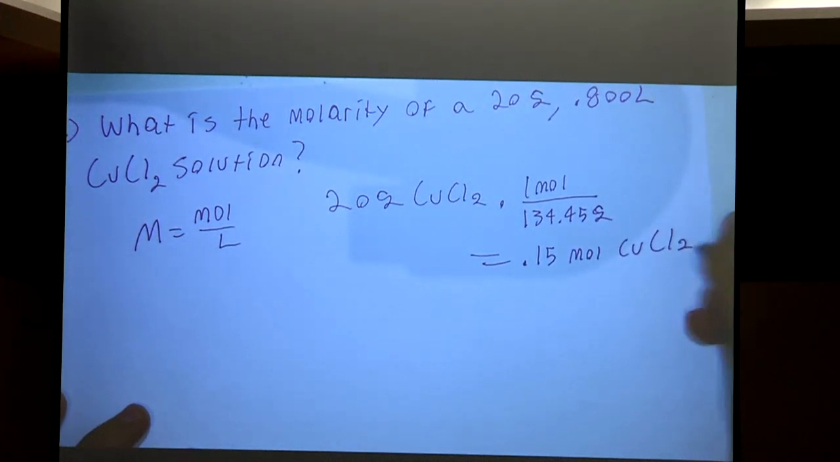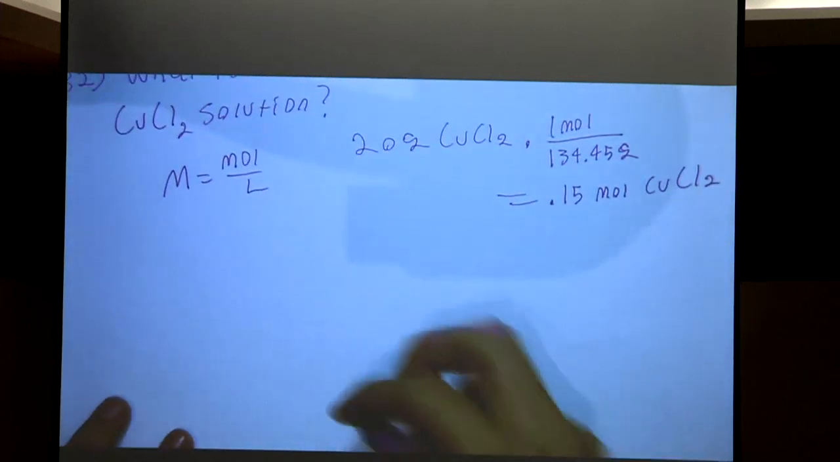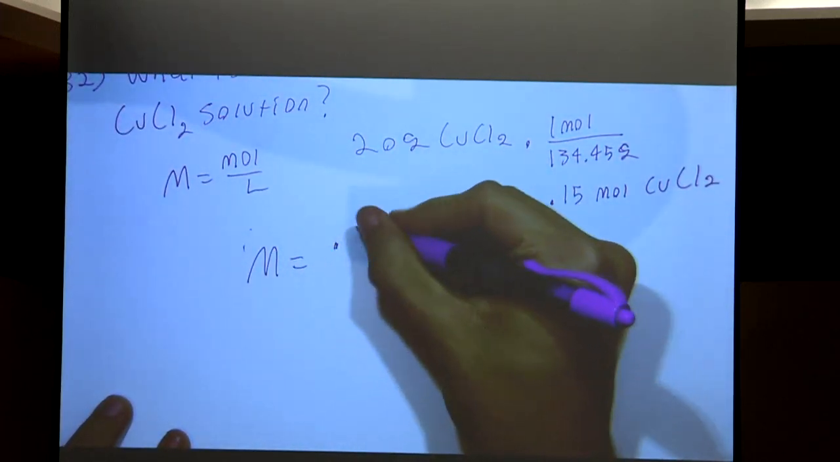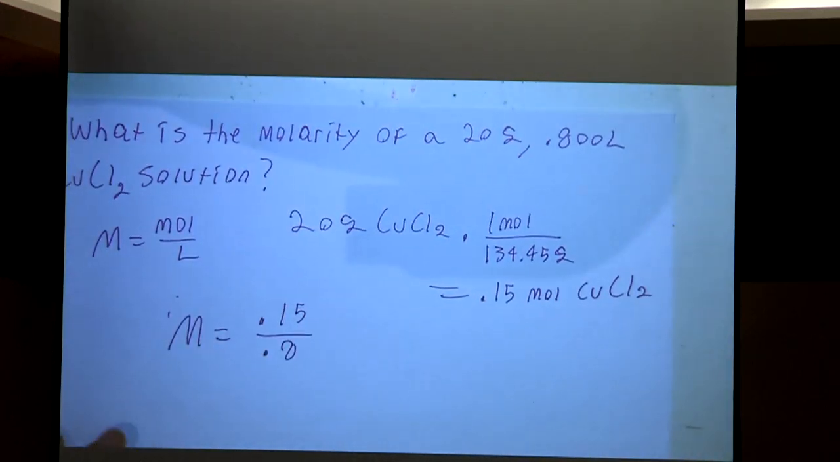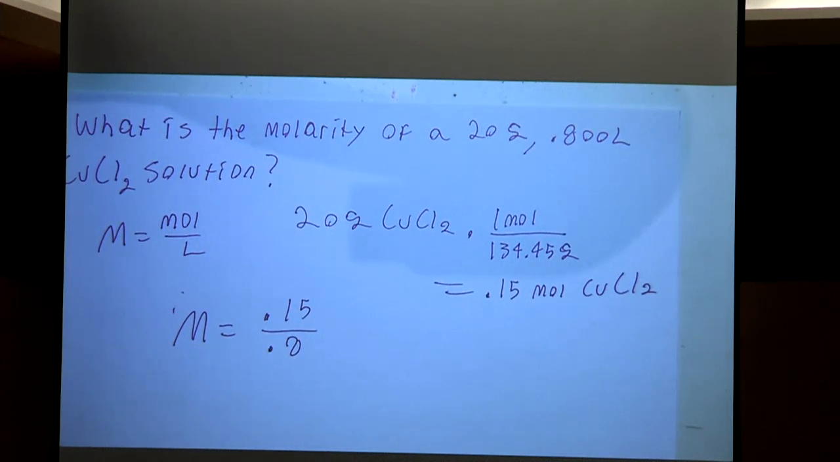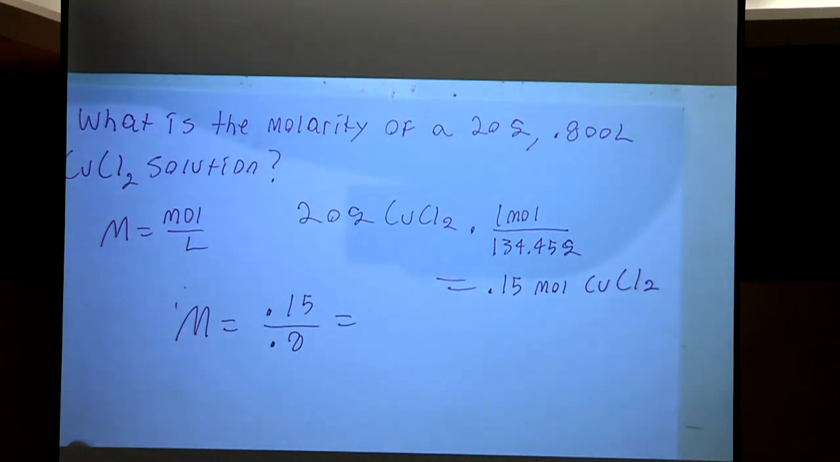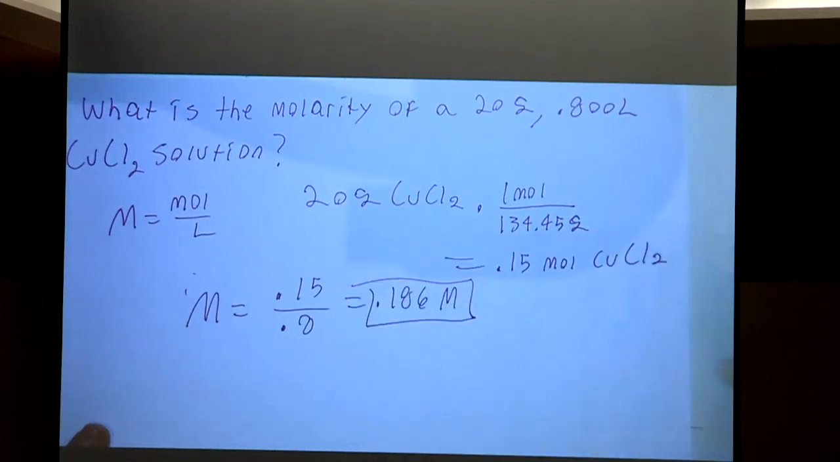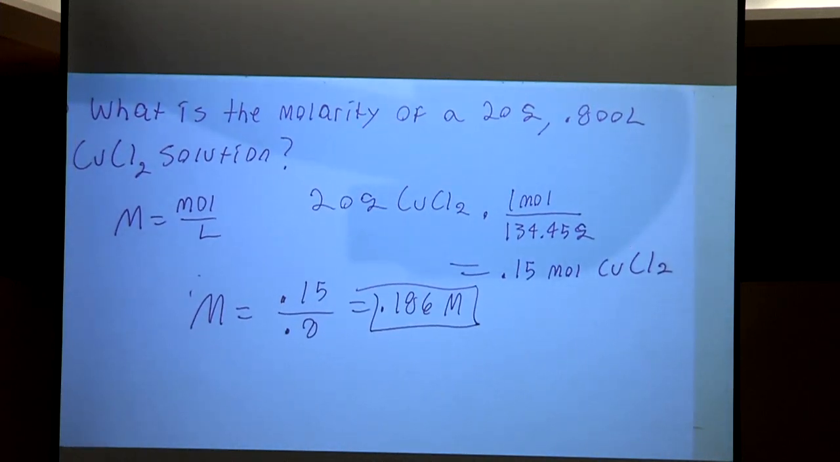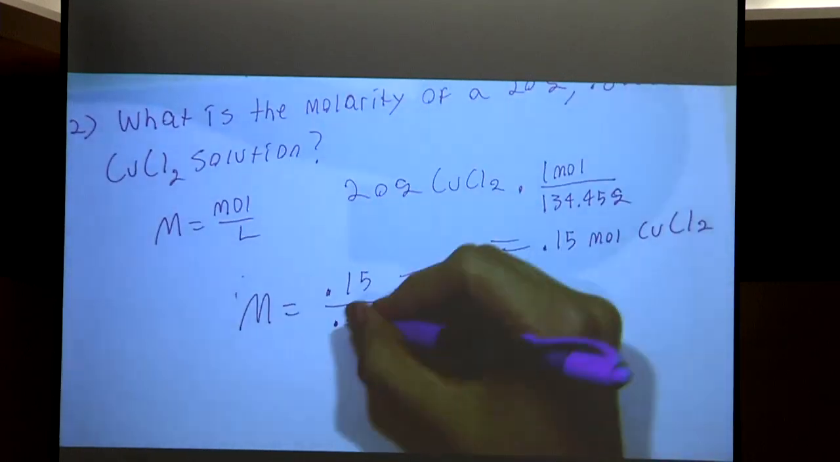of CuCl2. So now to figure out the molarity, I can just take 0.15 over 0.8, which was my given volume, and I get 0.185, 0.186 molarity. Always be converting to moles over liters for these problems. Oh, 0.8. I'm sorry. That's a terrible 8.